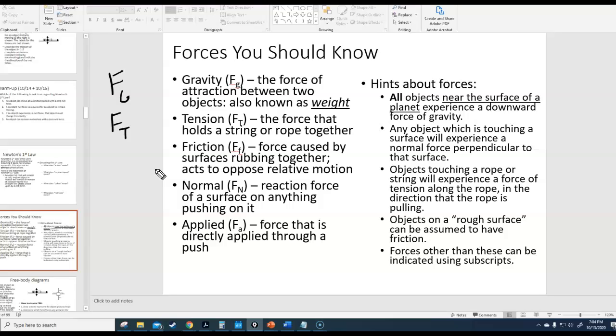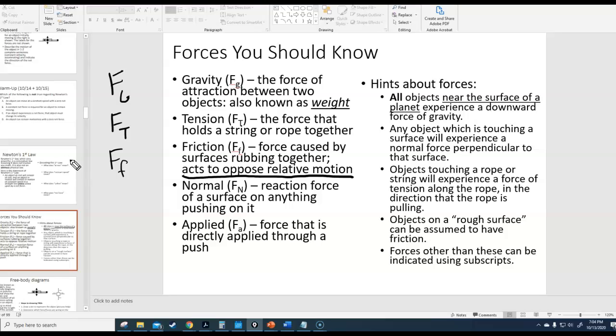In some problems you'll see friction, which we write FF for friction. Friction is caused by basically two surfaces or two solid objects rubbing together. The most important thing to remember about friction is that it always acts to oppose relative motion. That is a fancy way of saying whichever way the object is moving or trying to move, friction acts in the opposite direction. If I try to push a box to the right, then friction would act to the left. If I try to push a box to the left, friction acts to the right. Basically always trying to stop the object from moving.